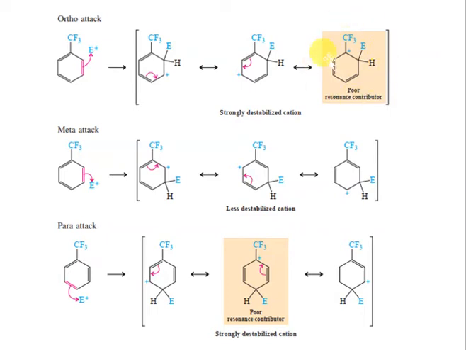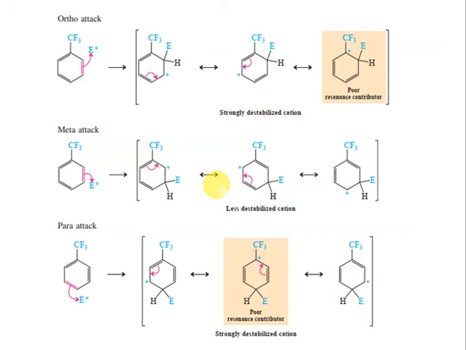So this carbocation, since it is most unstable, this product will not be formed, and if it is formed, it will be formed in very less amount. Here we have a meta attack. In meta attack, you can see that the positive charge never comes to the carbon that has the trifluoromethyl group attached, right?